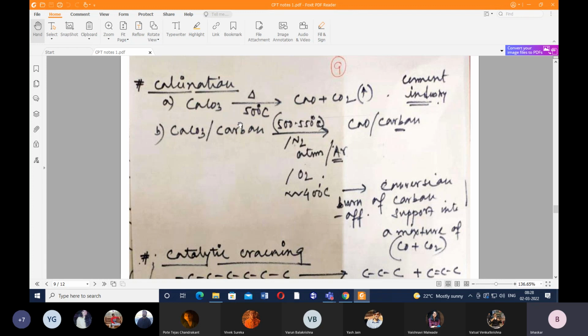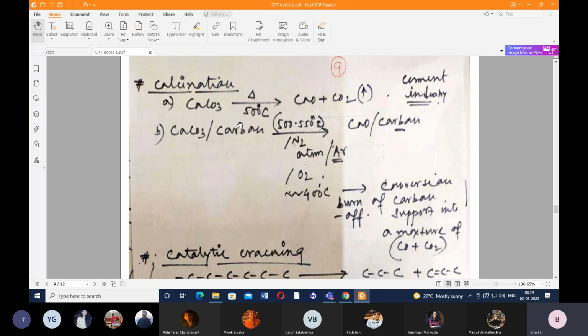So what would be the TPR probe molecule? TPR probe molecule would be 5% hydrogen in 95% nitrogen. That means I'll use a gas mixture. What would the mixture be comprised of? The mixture will comprise 5% hydrogen and the remaining 95% nitrogen. So I'll purge 5% hydrogen through that quartz tube, and I'll allow the reaction temperature to increase from room temperature. Let's say room temperature is 30 degrees Celsius, so from 30 degree to 900 degrees Celsius.